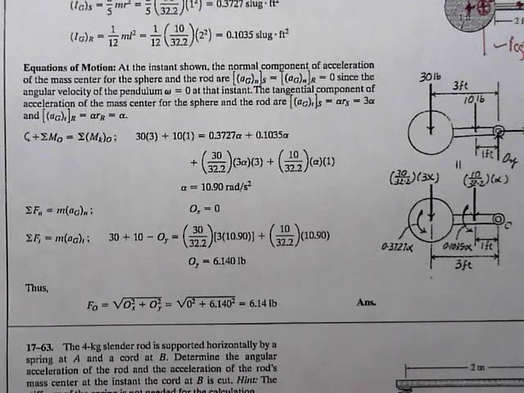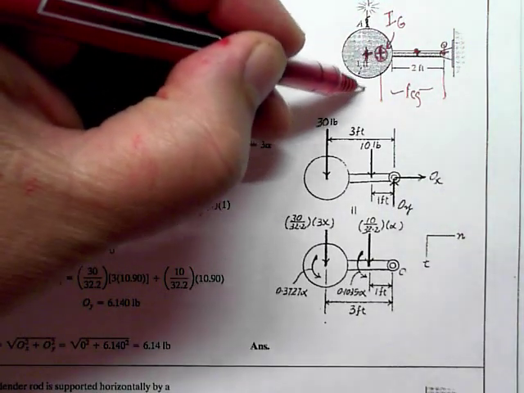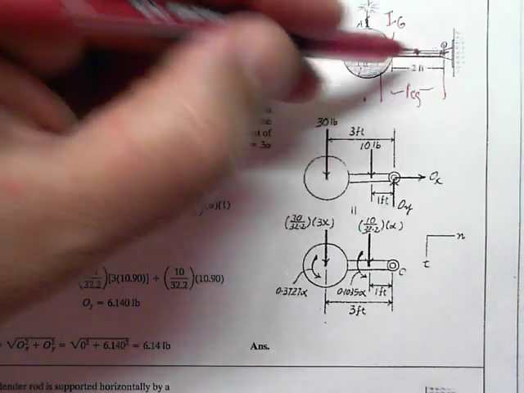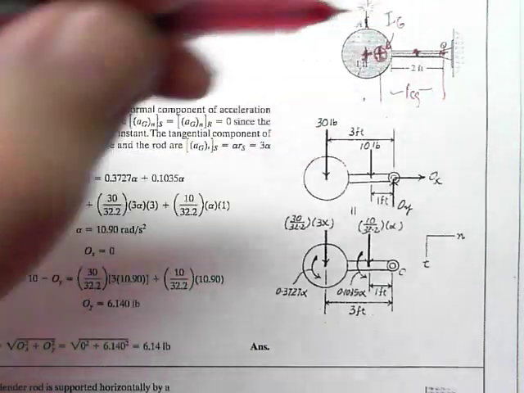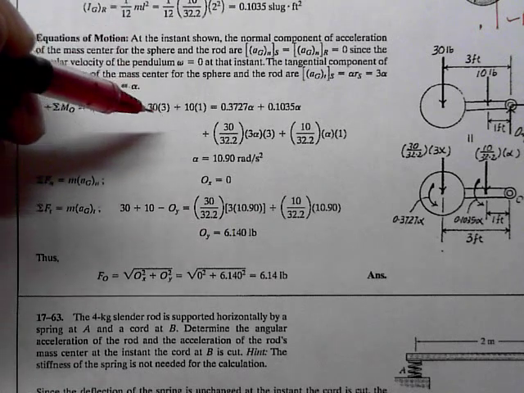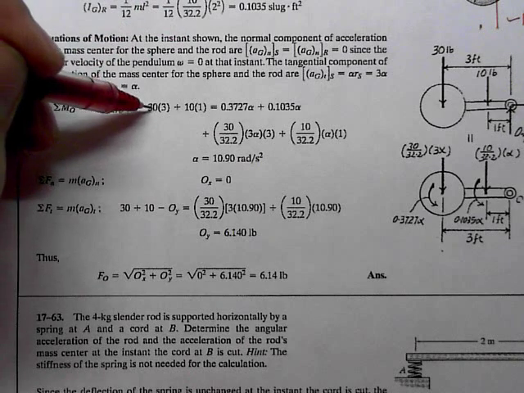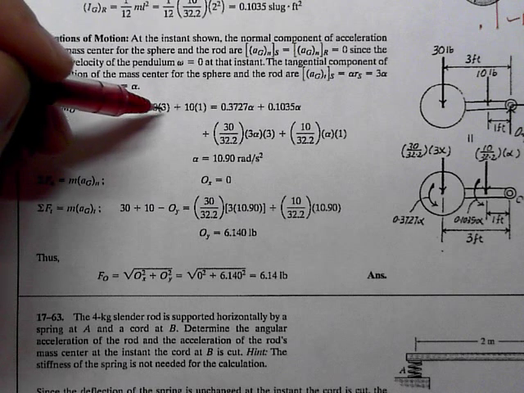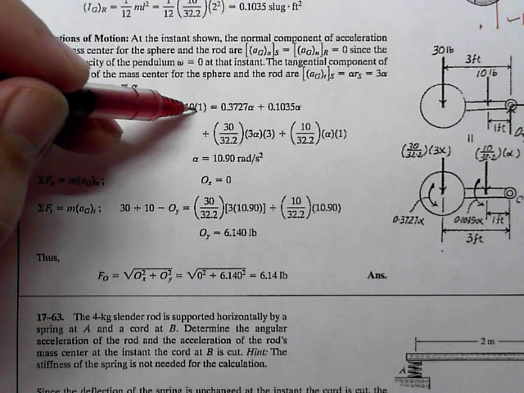Now let's look at what is going to cause true moments about point O. The weight of the sphere through this large distance will cause a moment about point O. The weight of the rod through this 1 foot distance will cause a moment about point O. So we have 30 pounds as the weight, and 3 is its moment arm about point O, and 10 pounds is the weight of the rod, and 1 foot is its moment arm about point O.